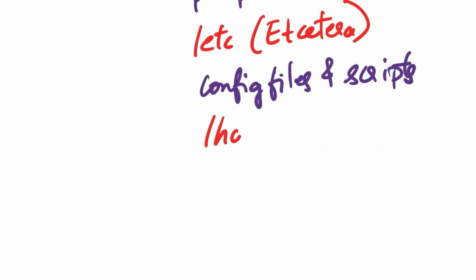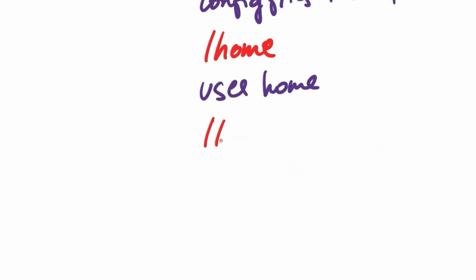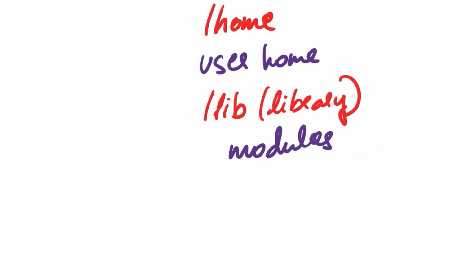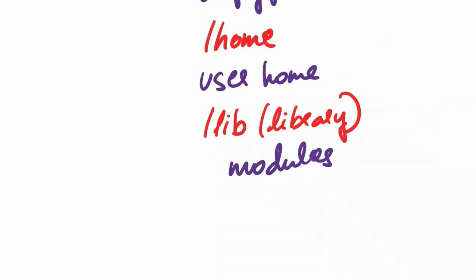Next, /home. User home directories are typically located under the /home directory. Each user has a subdirectory within /home to store their personal files and settings. Next, /lib, that is library. This directory contains essential shared libraries and modules required for the operating system programs and dynamically linked executables.